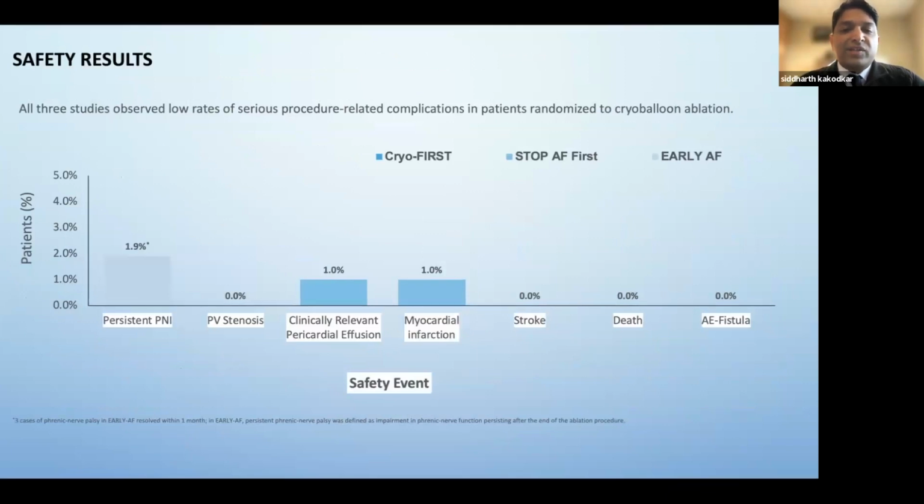There are some complications that can occur with ablation, but they're very low. We say it's less than 1% for a serious complication like stroke or heart attack. And as you can see in these trials, stroke or death or fistula, which can also lead to death, all of those were 0%. There was a 1% risk of myocardial infarction, 1% risk of pericardial effusion, which is fluid that can build up around the heart, and then 1.9% of what's called phrenic nerve involvement, which usually resolves on its own within a month.